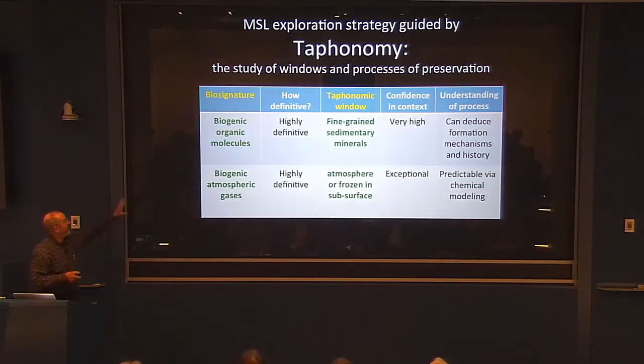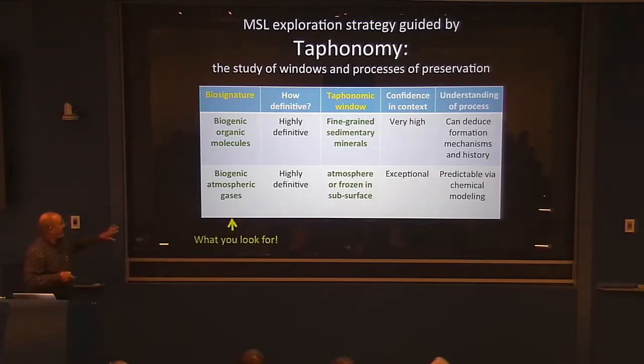So just here is a summary: organic molecules, a biosignature. Atmospheric gases can be a biosignature. Both of them can be highly definitive. So what this table is telling us is what we're supposed to be looking for and also where we're most likely to find it.